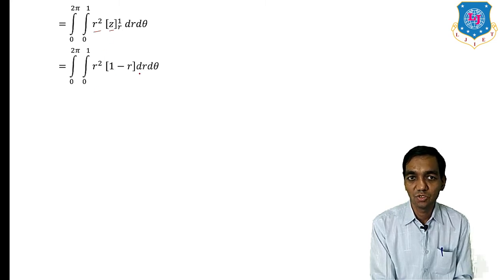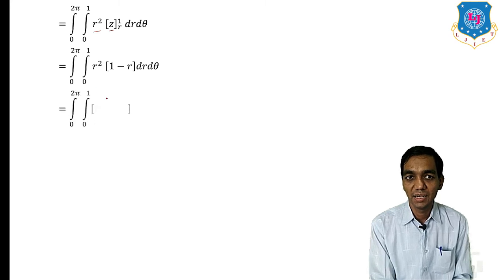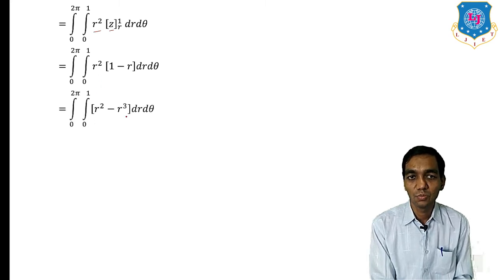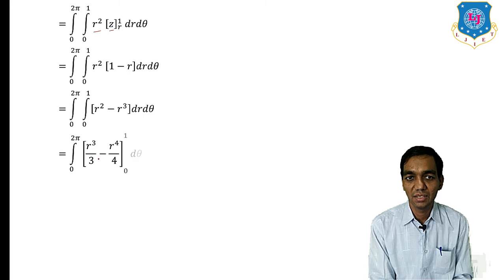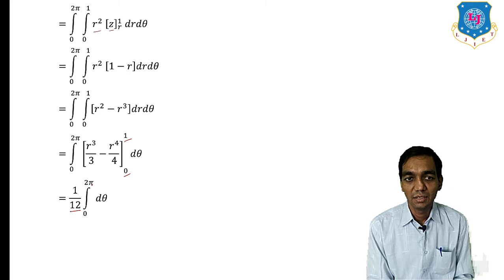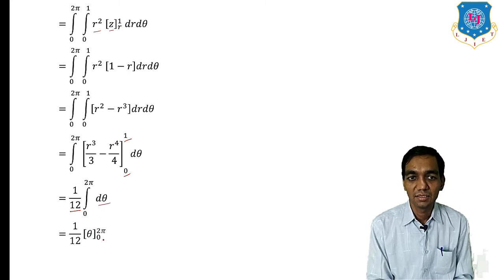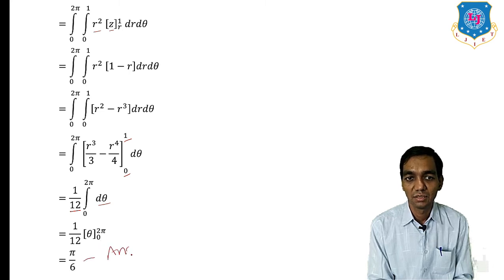And now integration is with respect to r, so multiply r square inside and integrate r square minus r cube. That will give you r raised to 3 by 3 minus r raised to 4 by 4, where the limit is from 0 to 1. Now substitute the limit, that will give 1 by 3 minus 1 by 4 minus 0. Now 1 by 3 minus 1 by 4 is 1 by 12. 1 by 12 is constant, take it common. Okay, and integration 0 to 2 pi d theta. So d theta has the integration theta, and substitute the limit from 0 to 2 pi. That will give you the answer pi by 6.